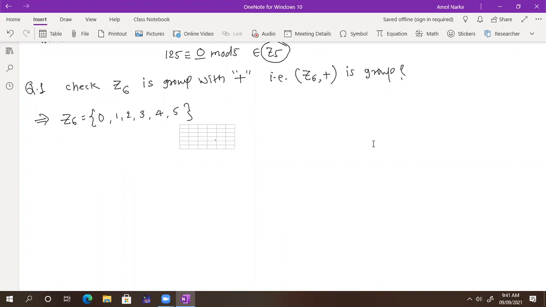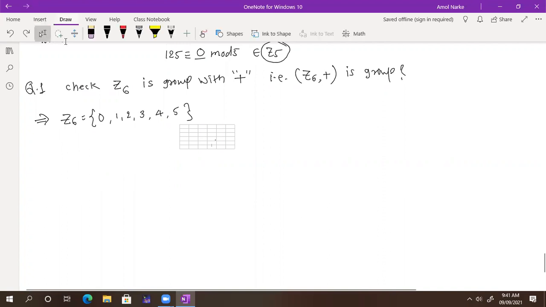For example, can I take any number, say 9? Does 9 belong to Z6? How can you check all the numbers? What is the definition? We need to check whether these 4 properties are satisfied or not. So I will try to make a table so you will understand. In the last lecture we discussed one table. How do we form that table?